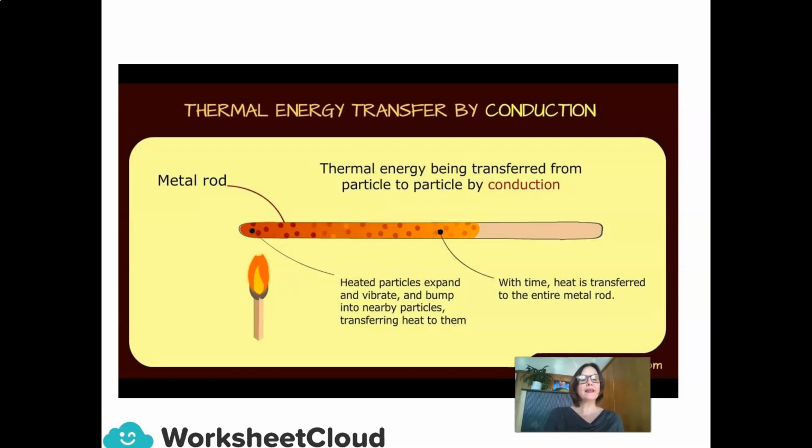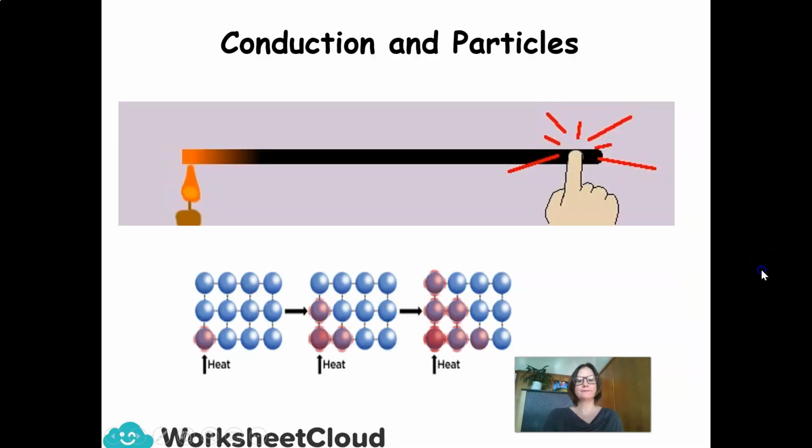With time, the heat is transferred to the entire metal rod, and that, grade 7s, is why the paper clips slowly start to drop off. So, here you have it. One little particle starts to heat up, it vibrates, and it moves to the next little particle, vibrating, and so the heat continues to spread until eventually, ouch, you cannot touch that metal rod.